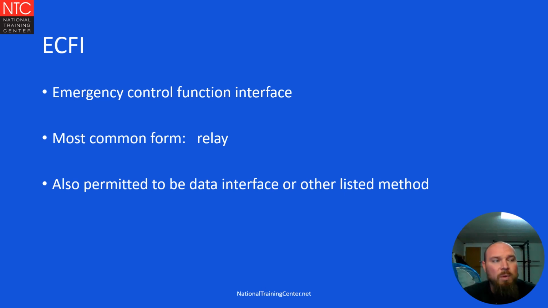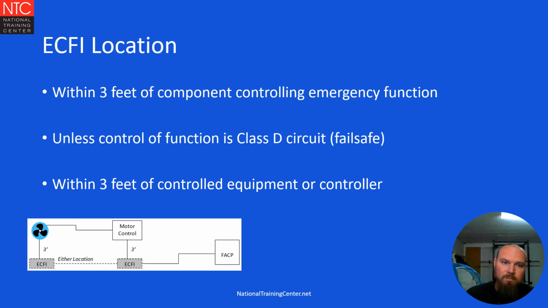Now, the way that we tie the fire alarm system to those other emergency control functions is going to be through an emergency control function interface. The most common form of interface is going to be a relay. However, there are other things that could be utilized. Permitted are going to be things such as data interface or other listed methods, modules, things like that, which are going to be some of your other emergency control function interface devices.